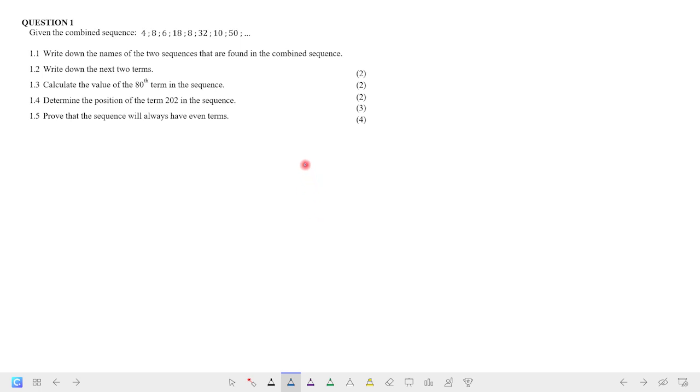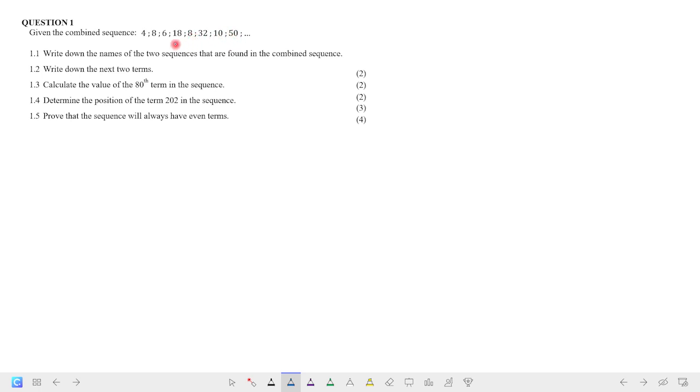So without further ado, I'm going to jump straight into this week's session. This week we'll be talking about patterns, sequences and series. I have two questions that I shared with you, and in these two questions I want to share methods to understand what to do when you're encountering this type of question. The first question is a combined sequence. The question goes as follows: given the combined sequence 4, 8, 6, 18, 8, 32, 10, 50 and so on.